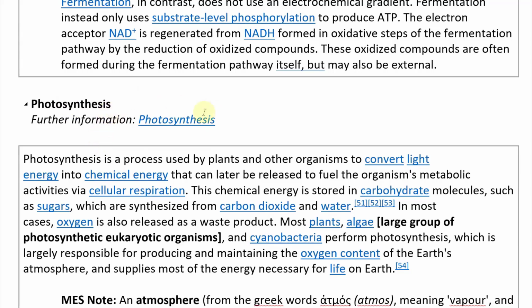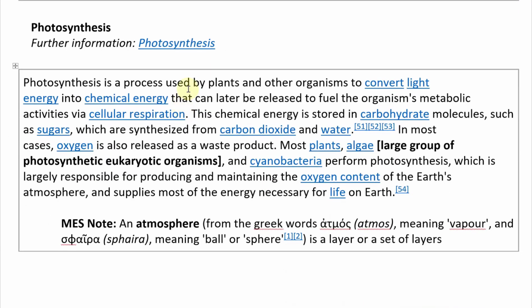Photosynthesis, and for further information you can go to the separate Wikipedia article on it. Photosynthesis is a process used by plants and other organisms to convert light energy into chemical energy that can later be released to fuel the organism's metabolic activities via cellular respiration. This chemical energy is stored in carbohydrate molecules such as sugars, which are synthesized from carbon dioxide and water. In most cases, oxygen is also released as a waste product.